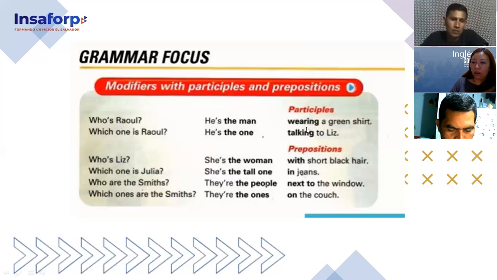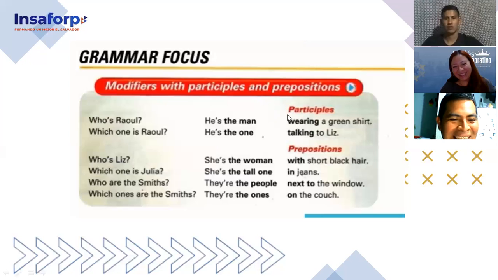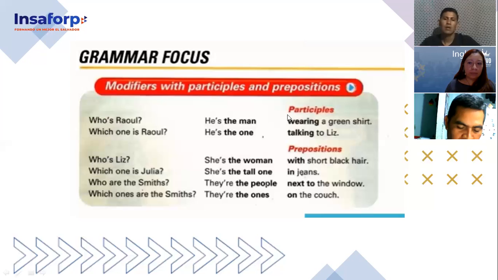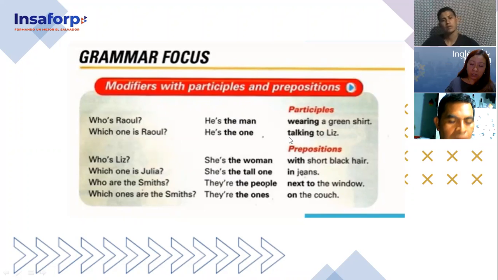He's the man wearing a green shirt. ¿Cuál es el participio? Ahí lo tienen. Y es más que obvio, amigos. Wearing, el ING. Ok. Sí, el participio es lo mismo que el progresivo o lo mismo que continuo. Siempre que lo vean así, ing, it's a participle. Entonces nos dice que podemos usar participles y prepositions. En este caso, tenemos otra, miren. He's the one talking to Liz. Mismo escenario, estamos utilizando participles para expresar información, para dar información.